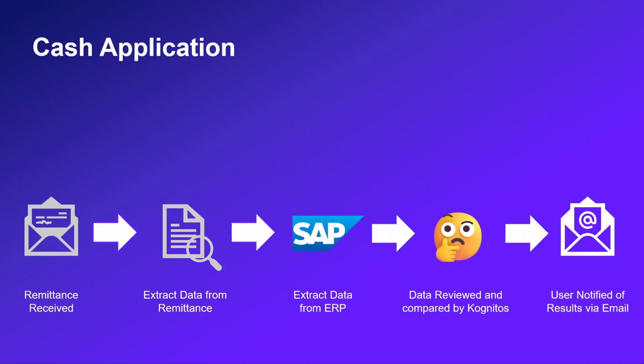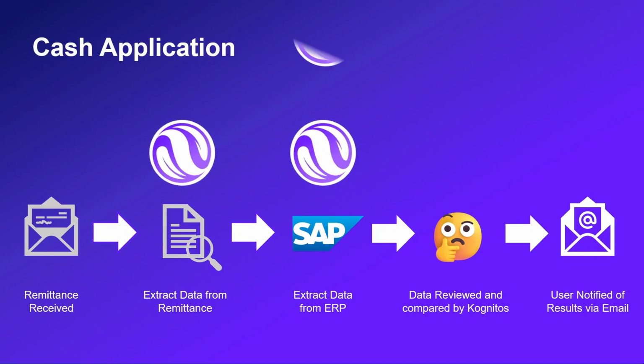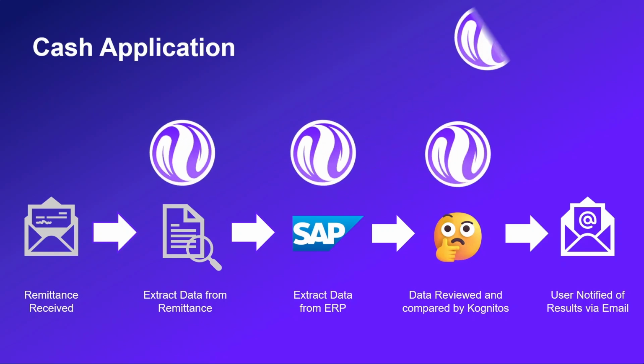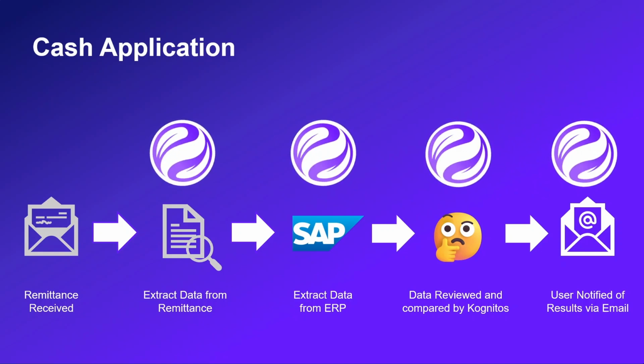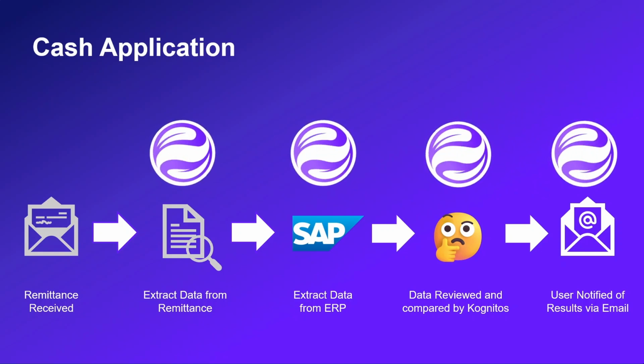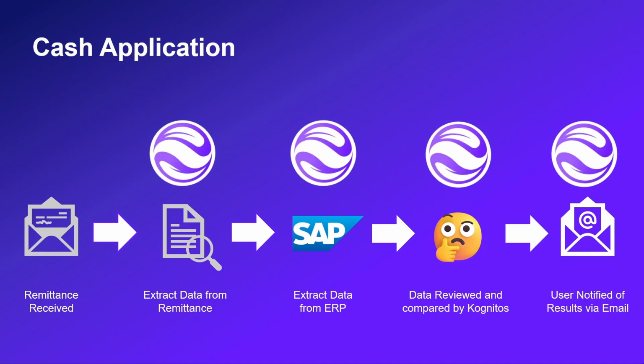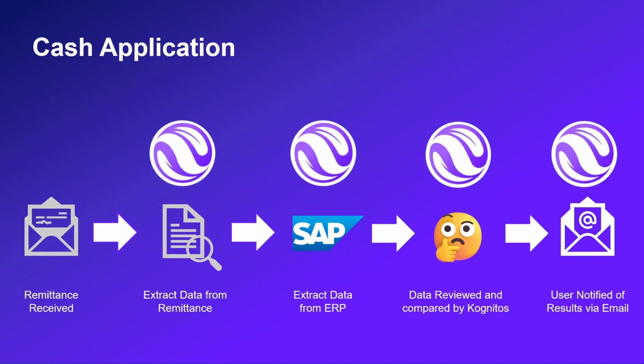The way the statement reconciliation process works, it's also known as a cash application. We have a remittance received via email, and that remittance comes in the form of an attachment on that email. Kognitos will be used to extract data from that remittance when it comes in, and then extract data from the ERP, and then take both data sets and compare them. Based on that comparison, we will output the results to a user, whether those results match or not.